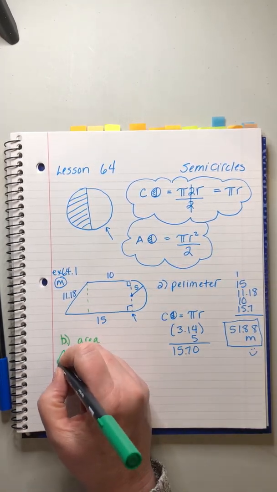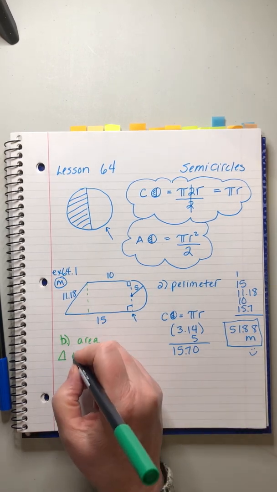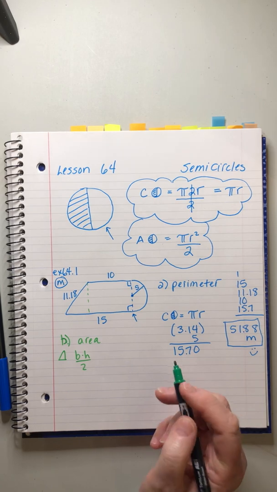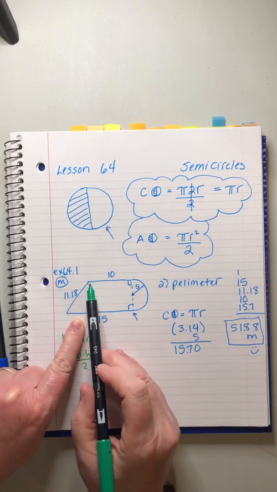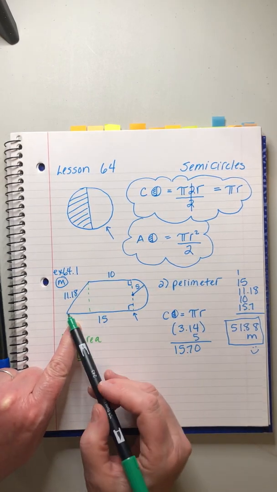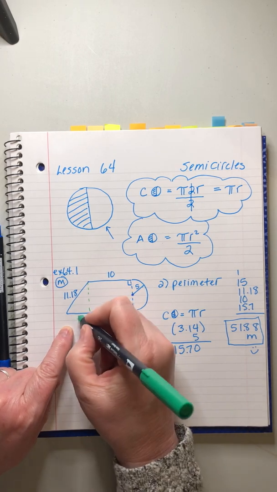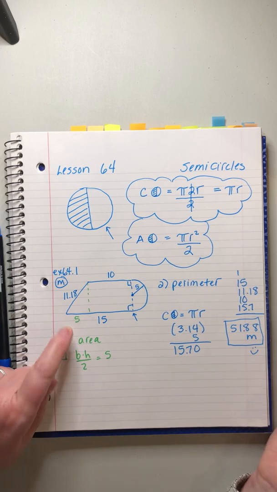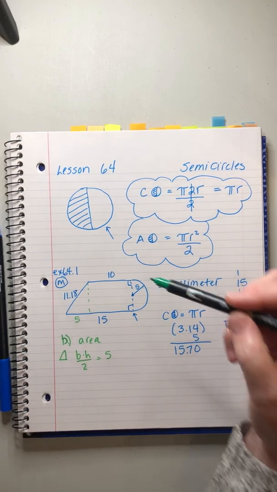So first, let's do the triangle. The formula for the area of a triangle is base times height divided by 2. The base, we don't know the base, but we can figure it out because it's 10 taken away from 15, so the base is 5. The height, now this is tricky, and I don't know if we've talked about that.